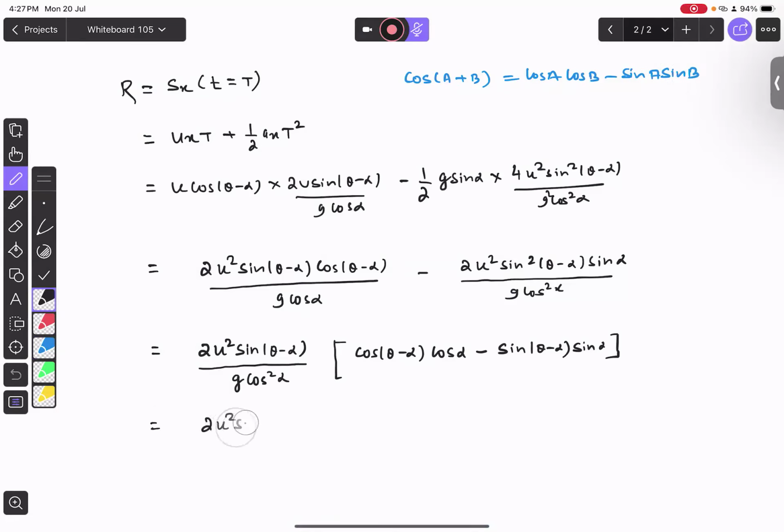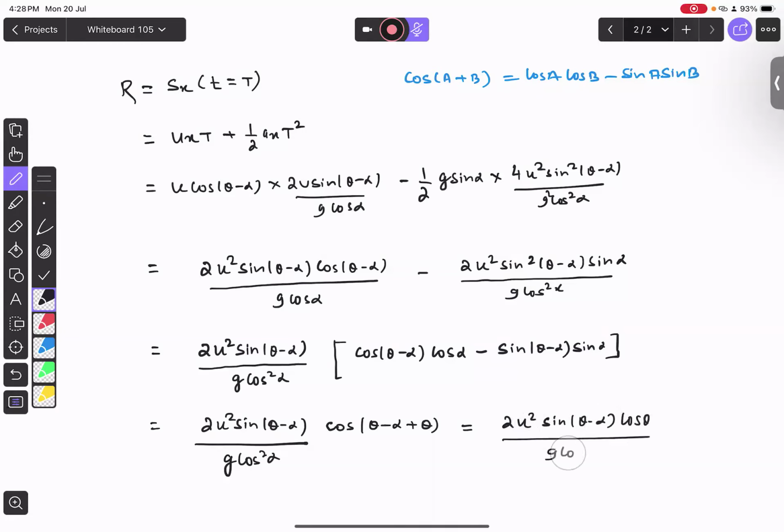So this term will become 2u square sin theta minus alpha by g cos square alpha, and this will be cos of theta minus alpha plus alpha, which is cos theta. And that is going to give us 2u square sin theta minus alpha into cos theta by g cos square alpha. So this thing clear, no? Yes, sir. Okay. So this is one way to write the range formula. I could stop here itself, but maybe I want to use some trigonometry, that's all.